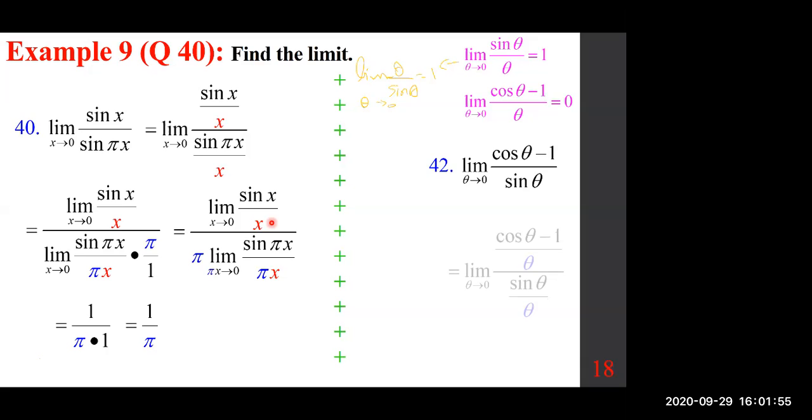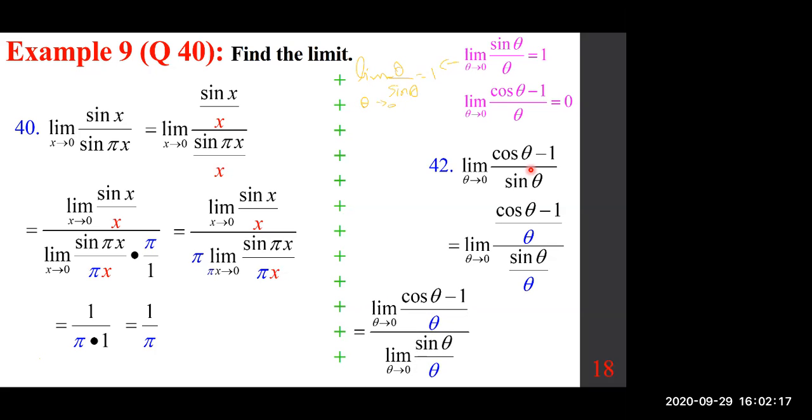So here's the next one. If you plug in, class, cosine of 0 is 1. 1 minus 1 is 0. Sine of 0 is 0. So it's 0 over 0, and we need to do something about it. Again, we divide the top and the bottom by theta, and we separate them into two limits. This is pretty straightforward. The top goes to 0. The bottom goes to 1. 0 over 1 is 0. I want you to distinguish between 0 over 0 and 0 over 1, two different things.